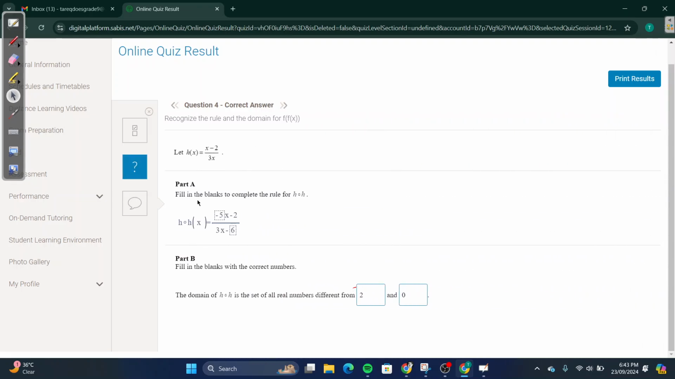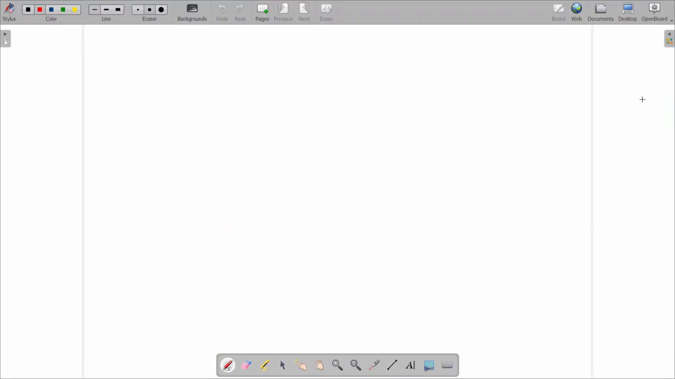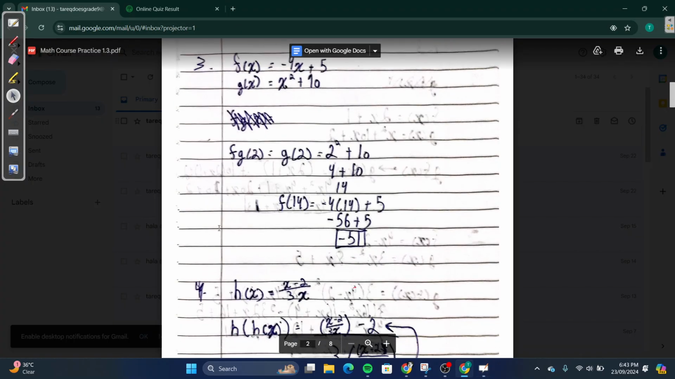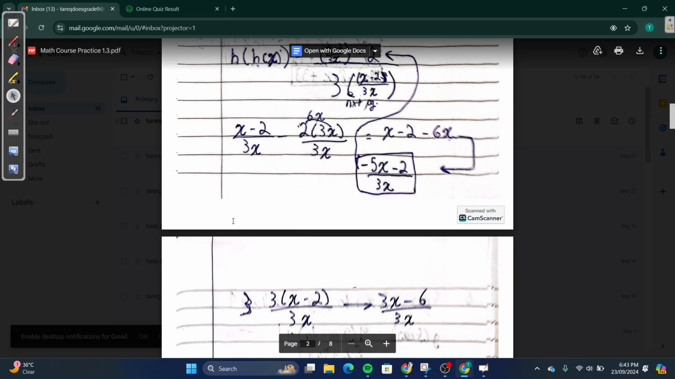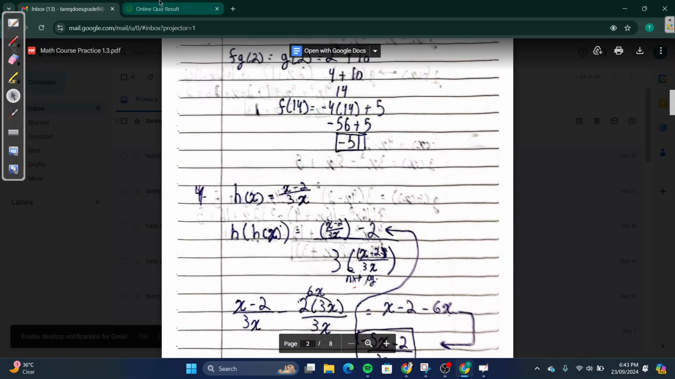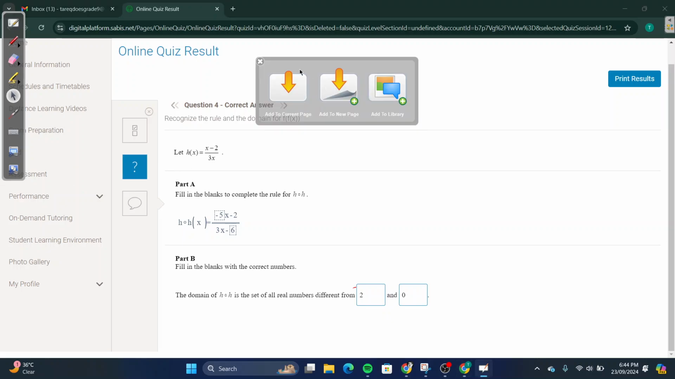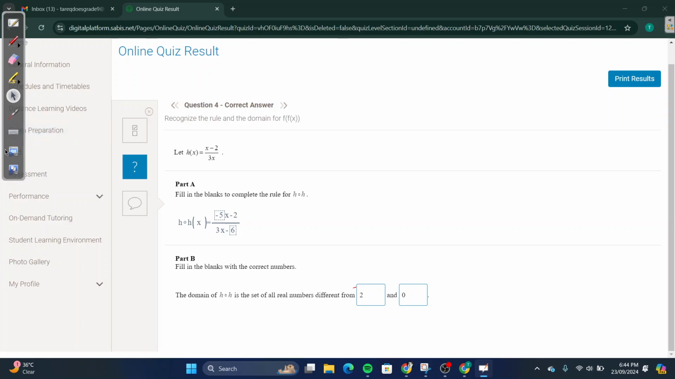Let h of x equal x minus 2 over 3x. Fill in the blank: h of h. What they're saying is basically the function inside the function itself. The PDF is confusing. I'm not going to solve it the way I did, because that's just how I would solve it on a computer. So let me just take it here.